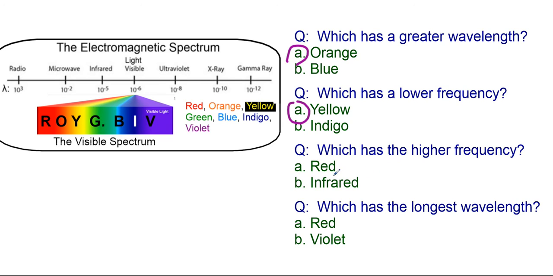Which has a higher frequency, red or infrared? Higher frequency is up here on the right. So that's going to be infrared. One more question. Which has the longest wavelength? And that's going to be down here again. That's going to be red, isn't it? Bye.